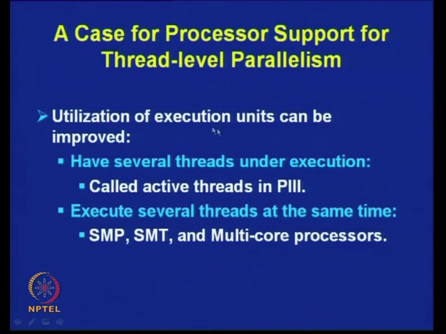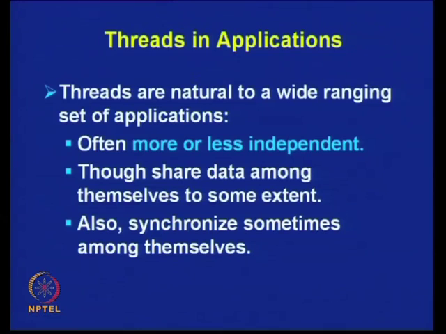Now, utilization of the execution units can be improved. How? You can have several threads under execution, and for example, in Pentium 3, these are called active threads. Whenever you have multiple threads under execution, we may give different names, but concurrent execution of threads is taking place, whatever the names may be. So, these are known as active threads in Pentium 3, and it executes several threads at the same time by using, as I have told, SMP, SMT and multi-core processors. So, this clearly tells you the need for thread level parallelism.